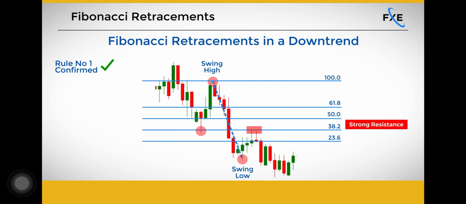Over on the left, you can see that the same area was support not that long ago, with the market rejecting off it. This area could now have a role reversal to add more weight to the resistance zone. This confirms rule number 2, which could now provide a solid resistance zone.